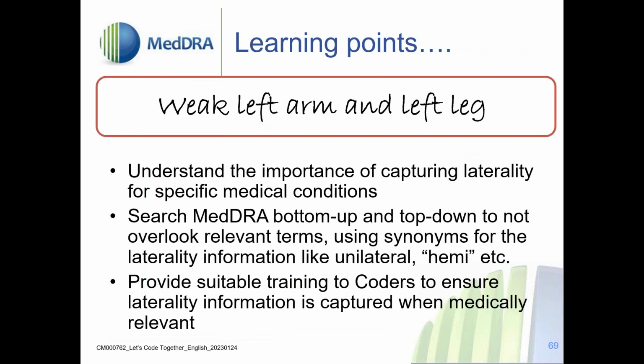So this means that when coding verbatims that contain laterality information, coders need to be aware that the relevance of this information to specific medical conditions like cardiac or neurological disorders or special senses. Training is required to ensure that this is handled correctly. And when dealing with similar verbatims, one should search MedDRA bottom up and top down to make sure that such terms are coded accurately and as specifically as possible, using synonyms for the laterality information like unilateral, hemi, etc.